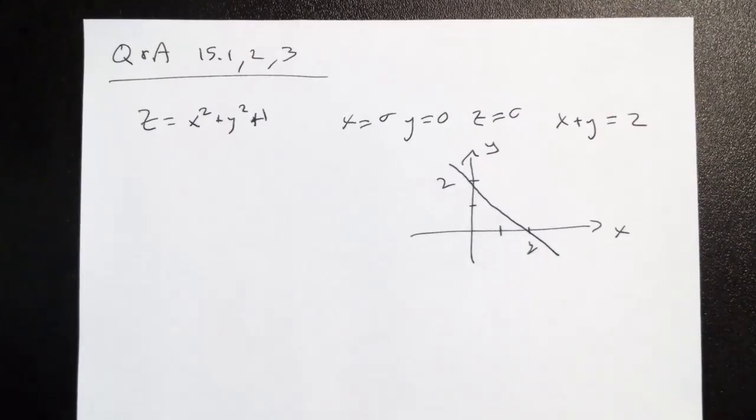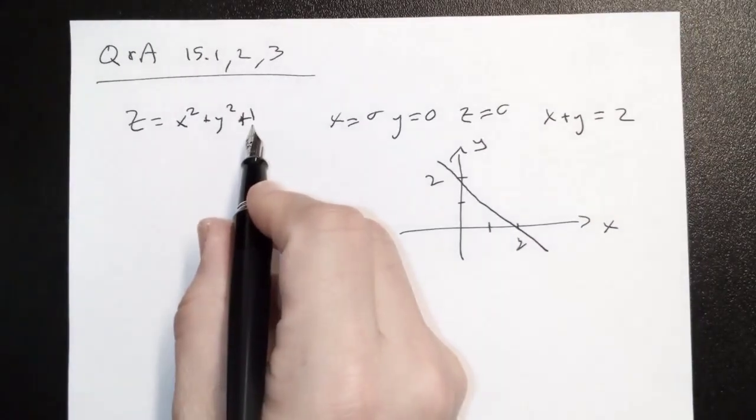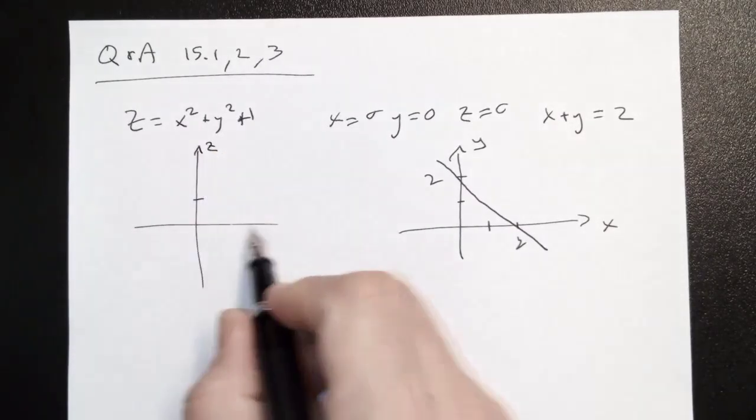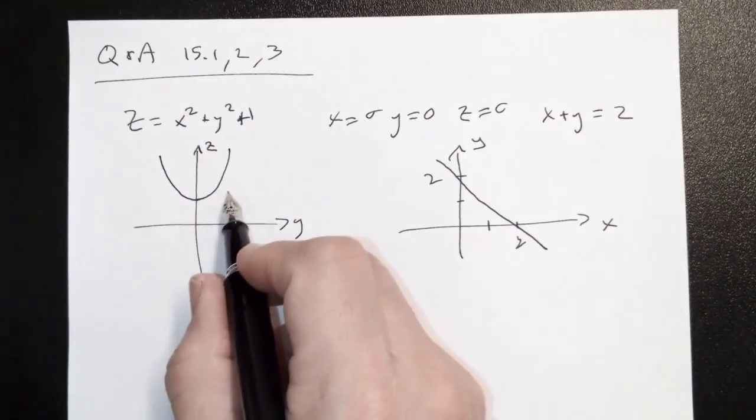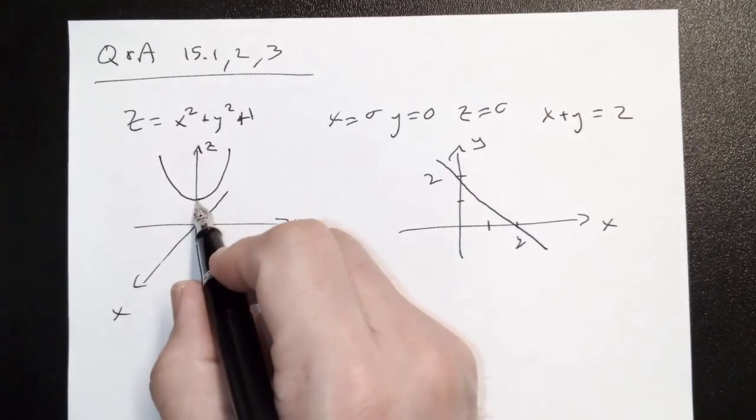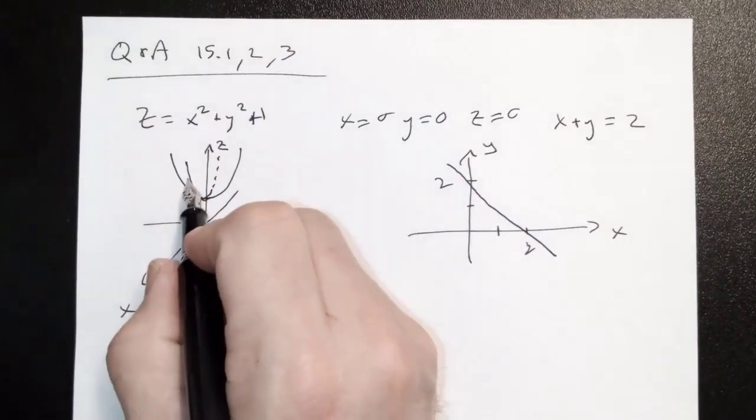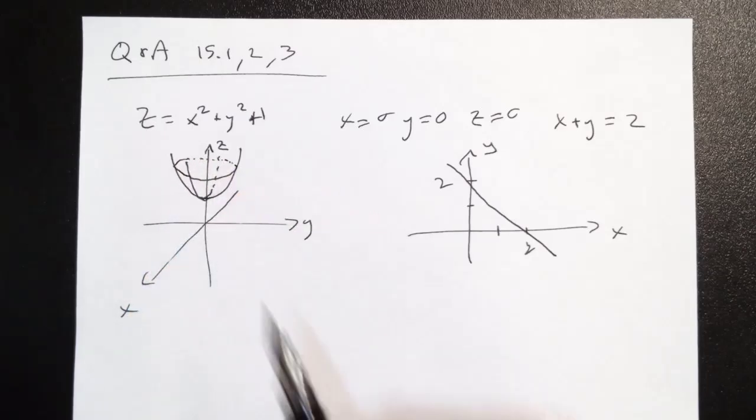And then the paraboloid, what do we know about that paraboloid? It's upward facing. If it opens upward, it's going to have its z-intercept 1 unit up, right? So there's my paraboloid, my horrible sketch thereof.